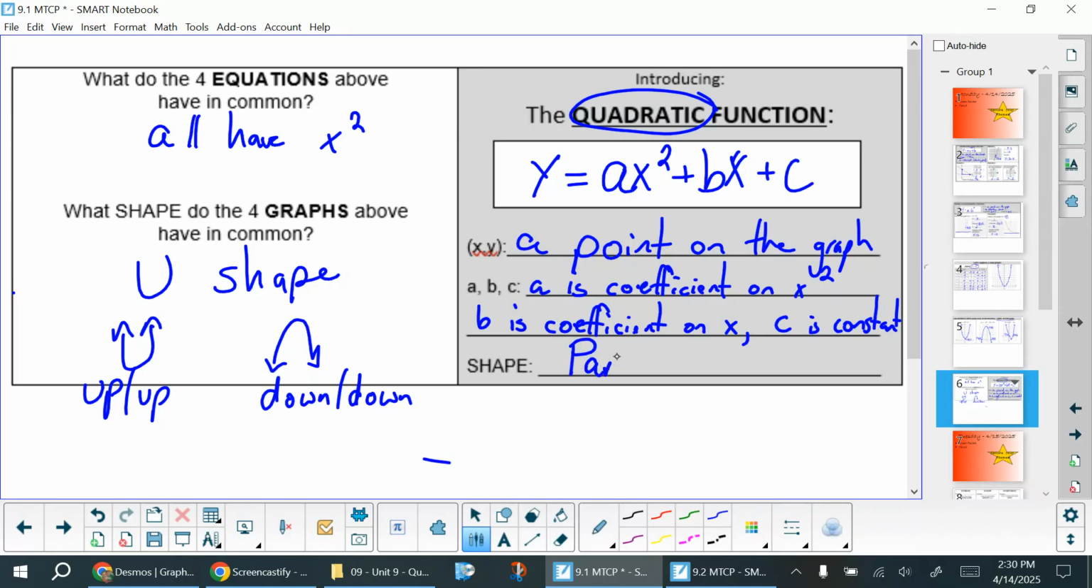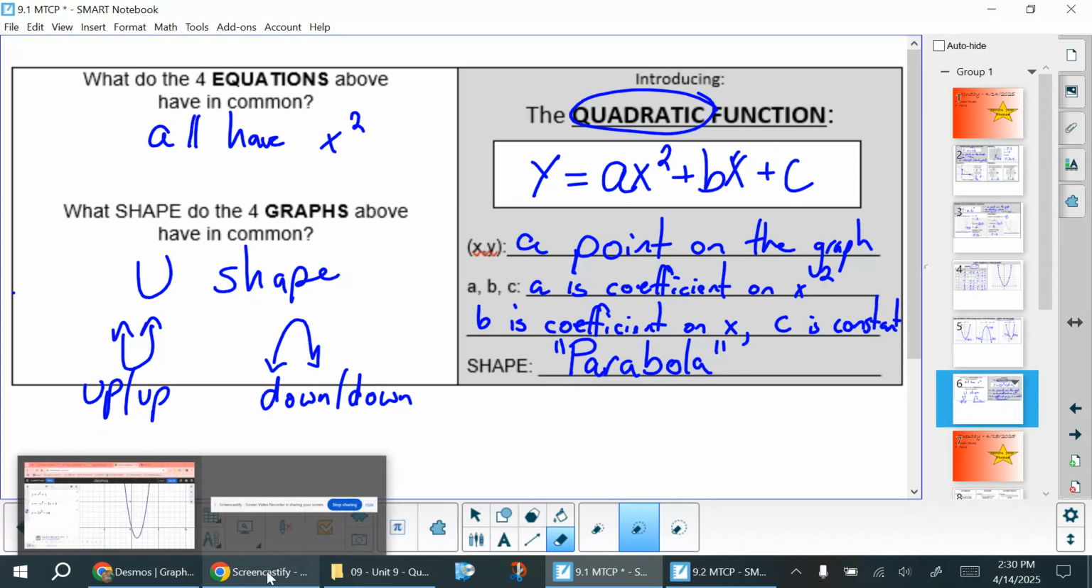This shape we call a parabola. So we'll have to practice how to say parabola several times here. But a parabola is the mathematical name for this U shape. And parabolas are really useful in a lot of different things. If you ever look at a satellite dish or a magnifying glass, it's a parabola. Those shapes are really good at focusing sound and light, things like that. So we use them a lot in real life. Parabola is the name of that shape.